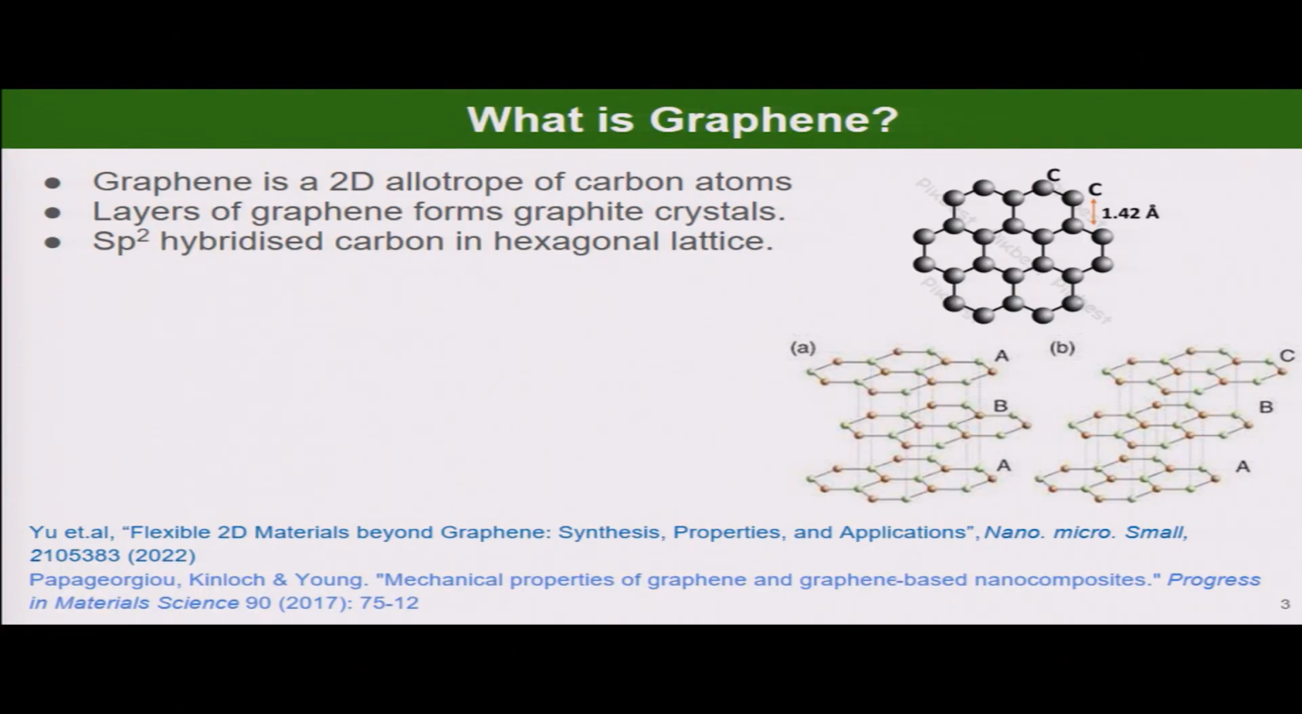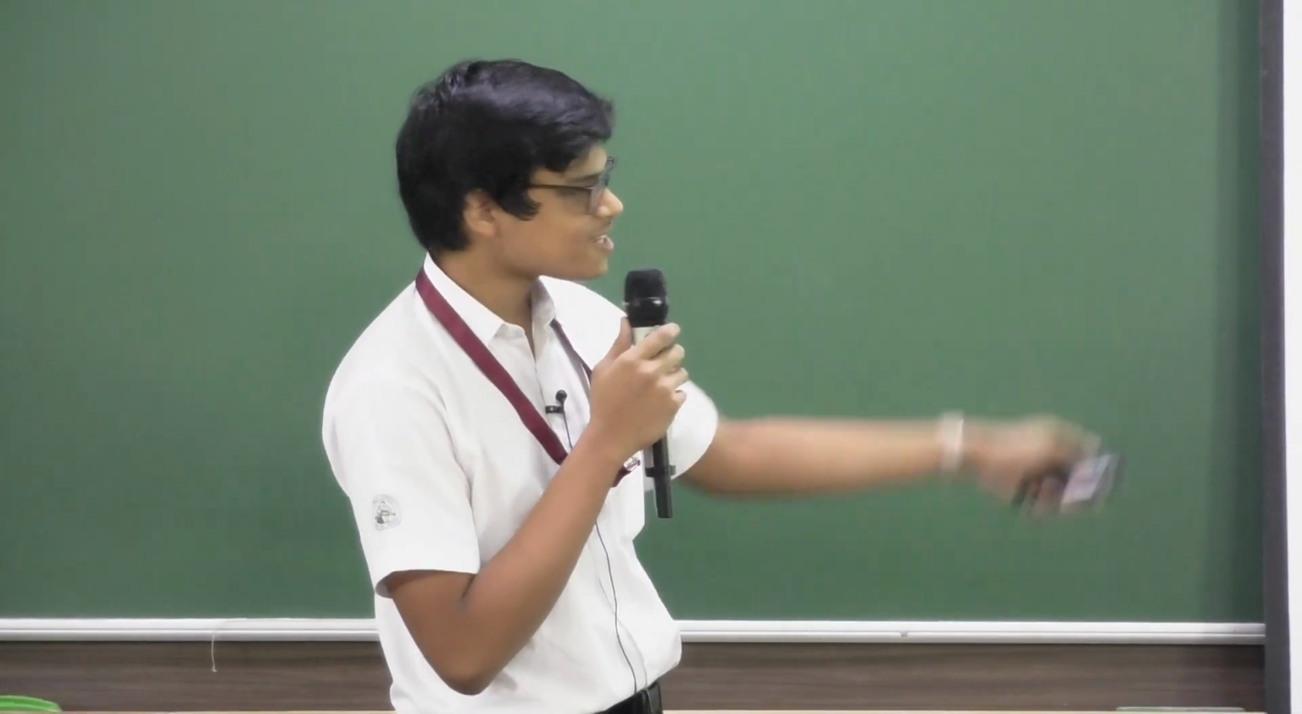You must all be familiar with the lattice structure of graphite, where you have these layers, these hexagonally bonded carbon atoms in layers on top of each other, bonded by van der Waals forces, giving us graphite crystals. Each one of these layers can be called a graphene layer. This one layer over here of hexagonally bonded carbon atoms can be called graphene.